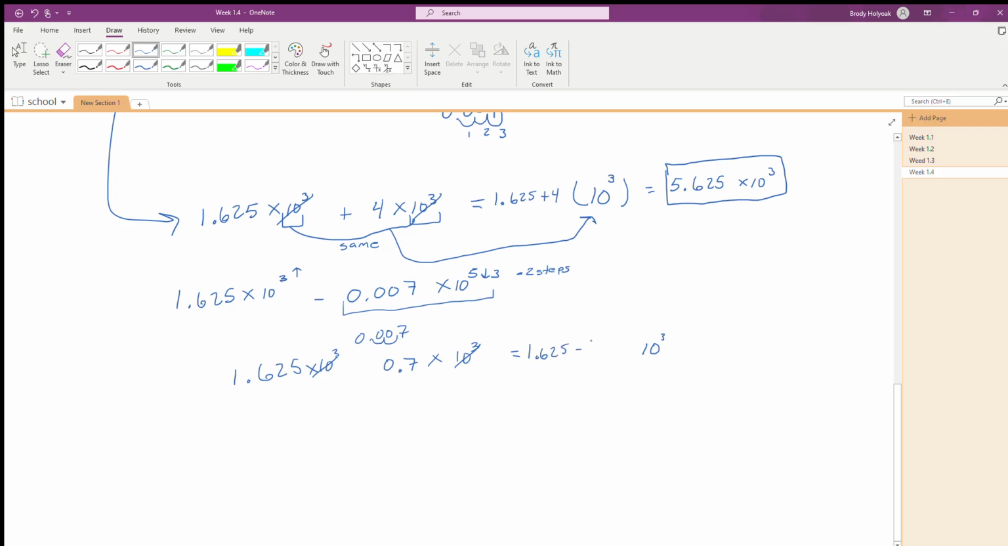1.625 minus 0.7. Now, the last part, times 10 to the third, we carry out that operation. So I'm going to get 0.925 times 10 to the third. And that is my answer for this equation.